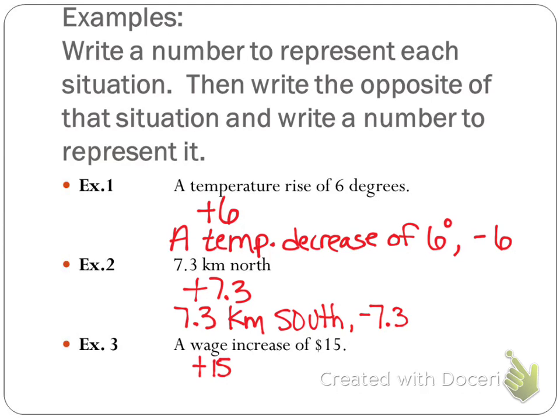What would the opposite situation be? Ellie? A wage decrease of $15. And how would we represent that? Somebody new? May? Negative 15. Wonderful. Oop, I can't really see that around that symbol. Negative 15.